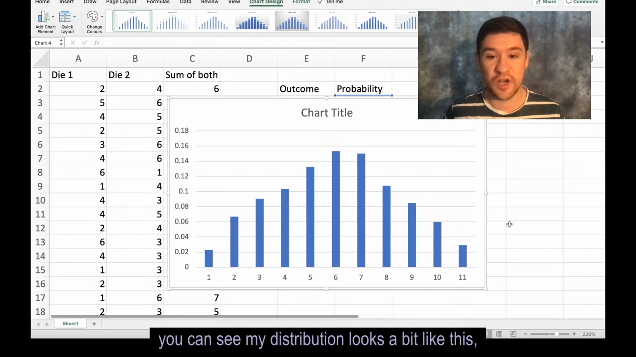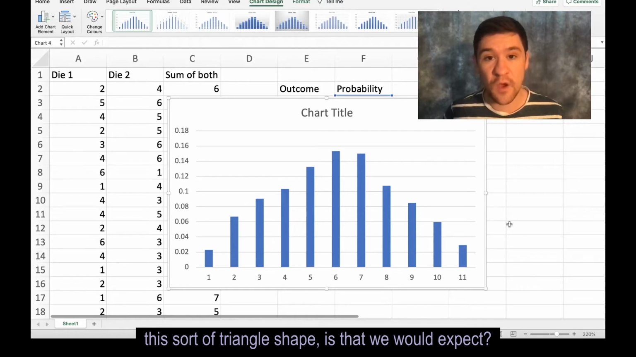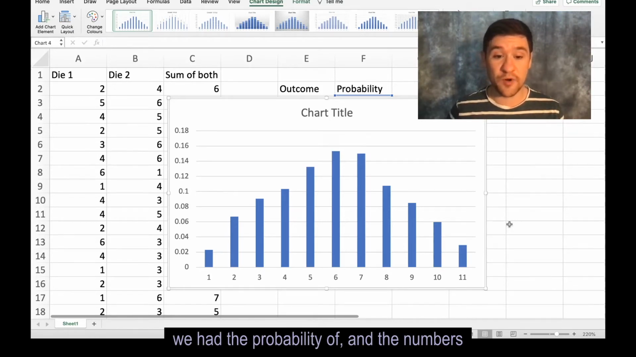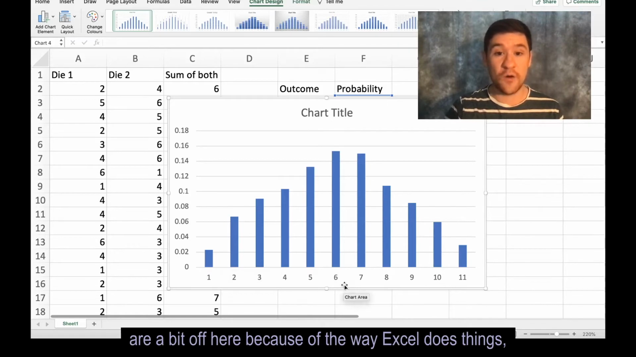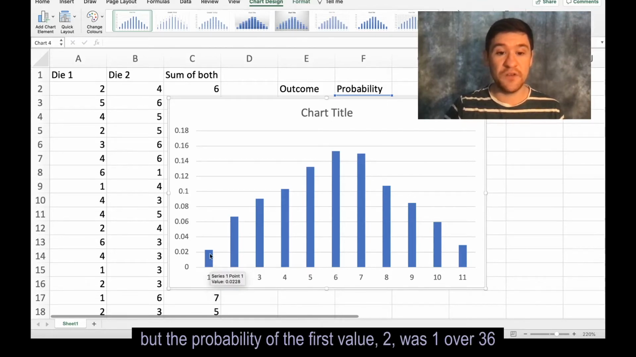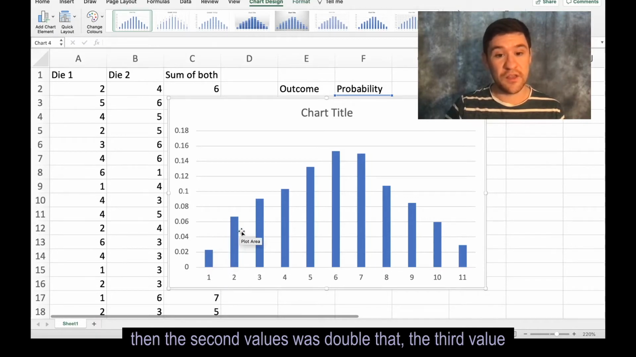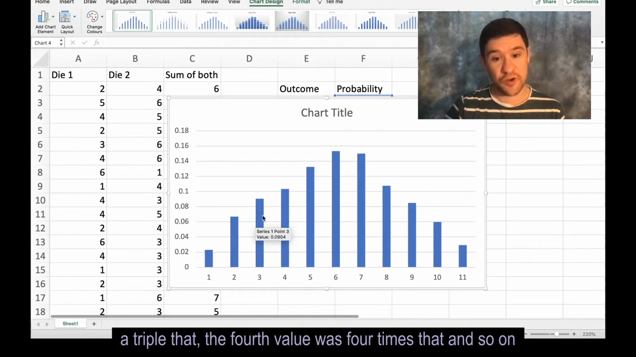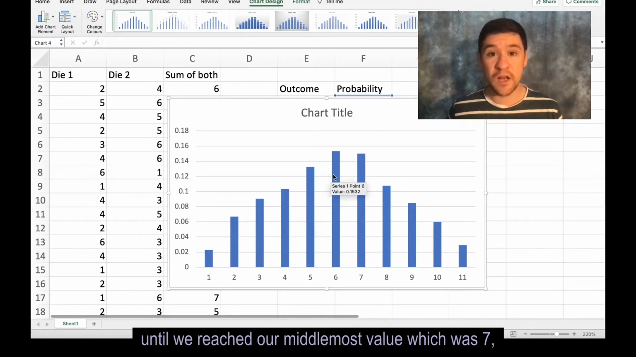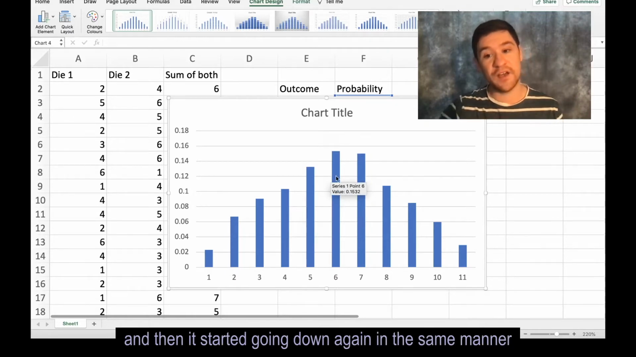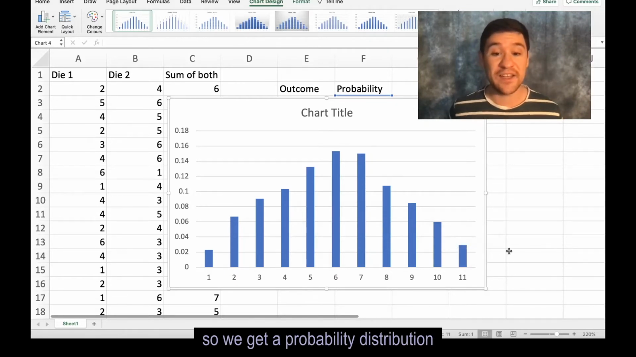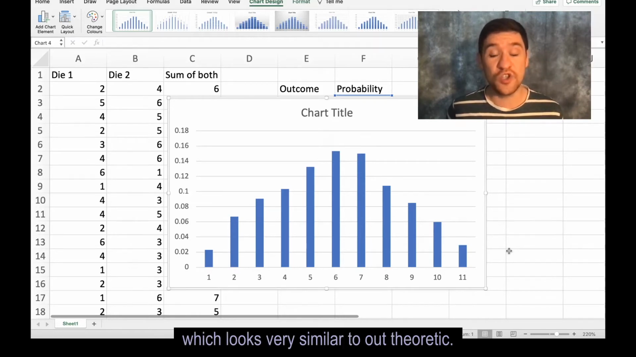you can see my distribution looks a bit like this sort of triangle shape. Is that what we would expect? Well, remember back to our distribution, the numbers are a bit off here because of the way Excel does things, but the probability of the first value, 2, was about 1 over 36. Then the second value was double that, the third value was triple that, the fourth value was 4 times that, and so on, until we reached our middlemost value, which was 7, and then it started going down again in the same manner. So we get a probability distribution which looks very similar to our theoretical one.